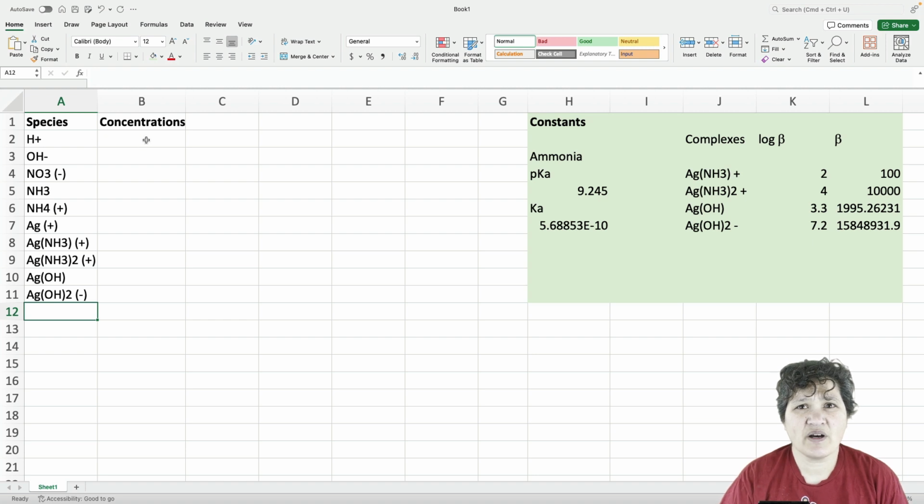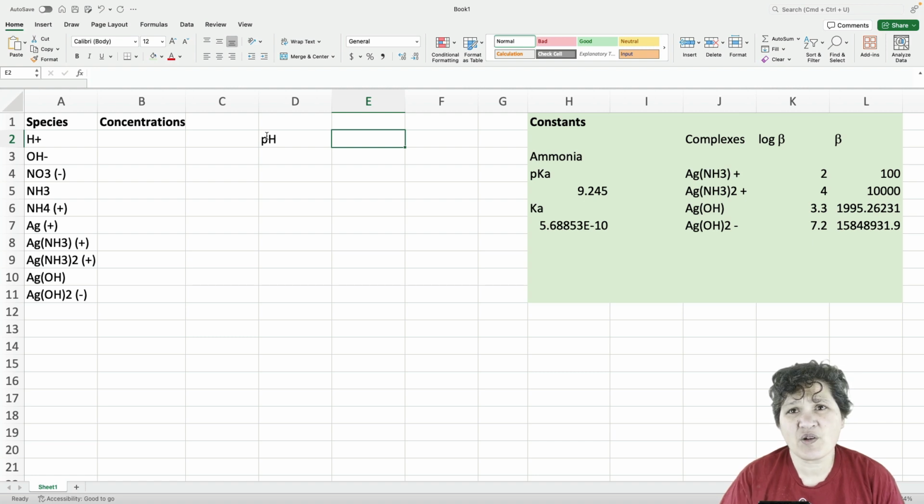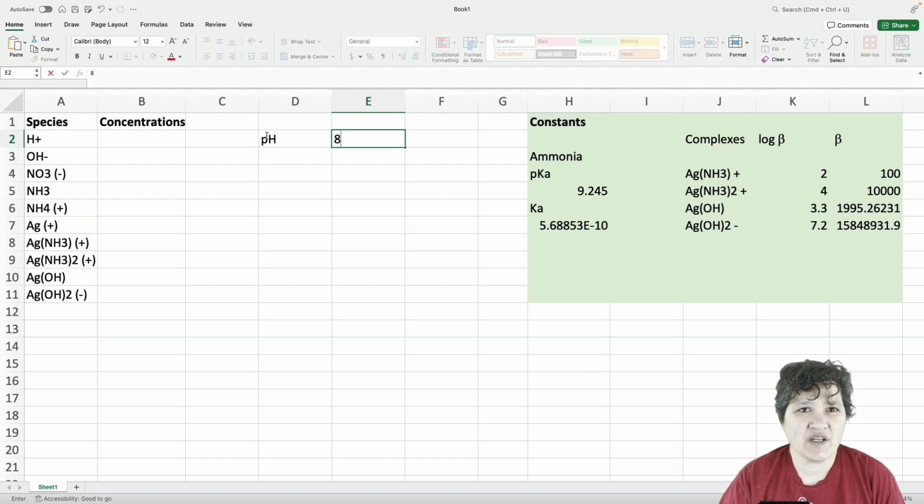In the last video, I had you fill in a starter concentration for H+, and then later we said, let's make the pH. I'm just going to start directly with pH this time. Normally I start with pH 7 as a default, but because we put in a ton of ammonia, I think this is going to be basic. So I'm going to start at pH 8.